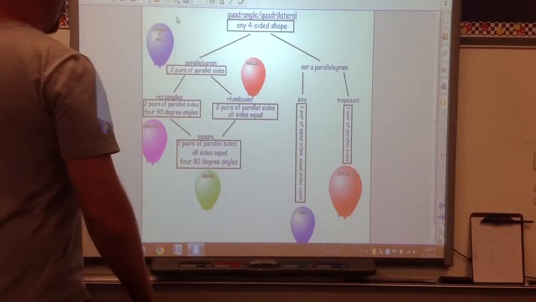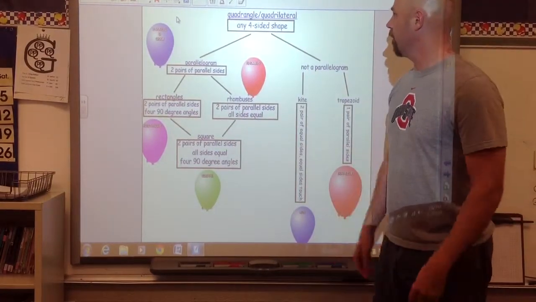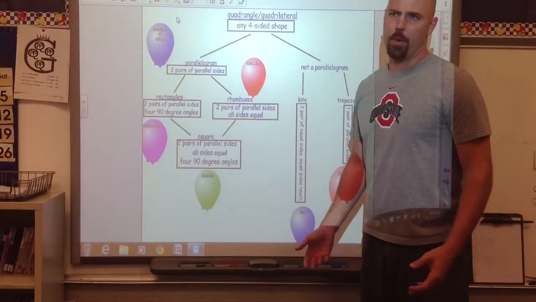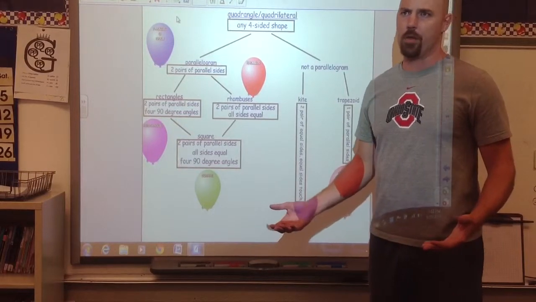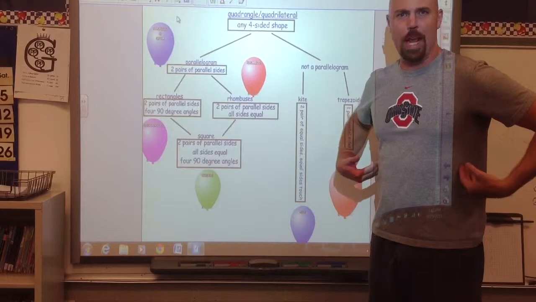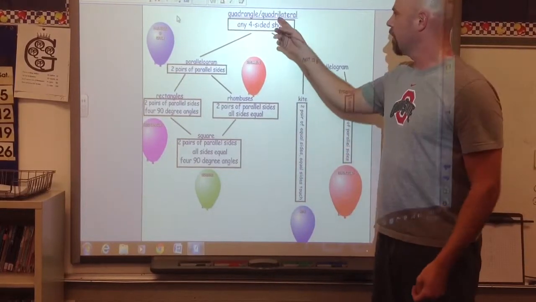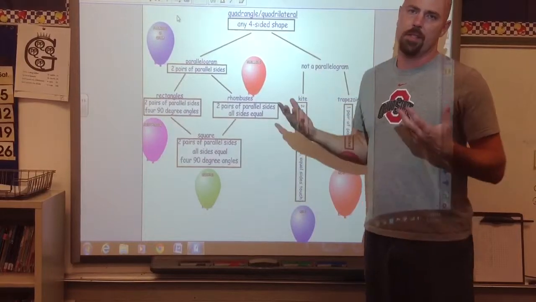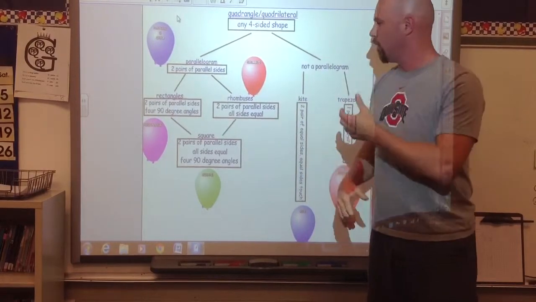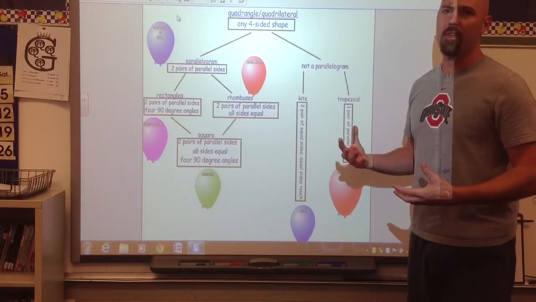Hey everybody, welcome to quadrangles, or as their more familiar name, quadrilaterals. Quadrilaterals, the same thing. Quadrangle, you got four angles. Quadrilaterals, your lat muscles, means your sides. So quadrangles, four angles, quadrilaterals, four sides. It's a four-sided shape.